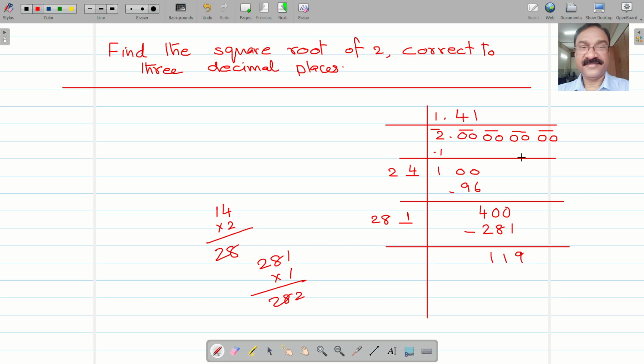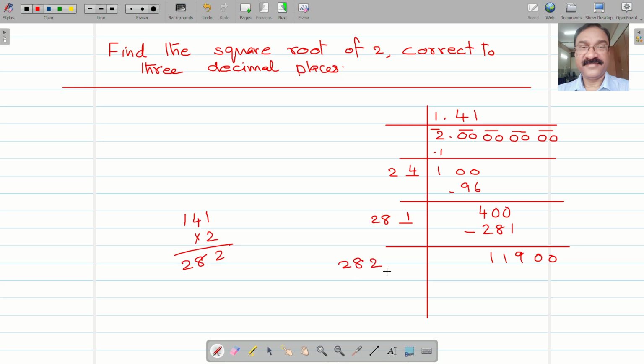Now write down the next pair of zeros. Multiply the quotient again by 2. Now it is 141 into 2, 282. Then 2821 into 1, 2822 into 2. Like that, I have to get a number very close to 11,900.